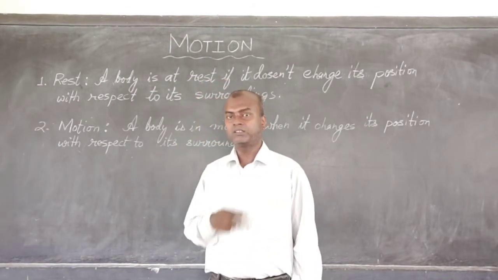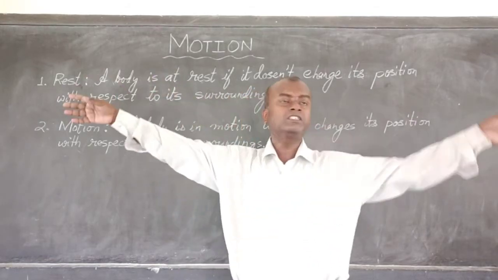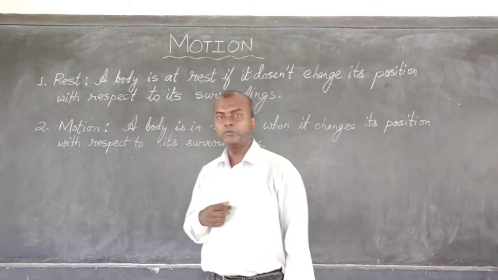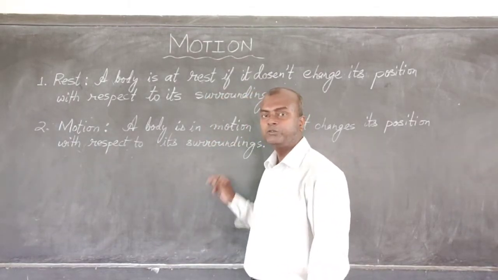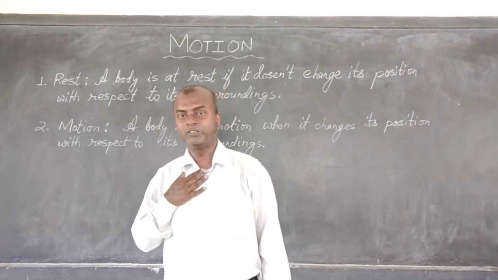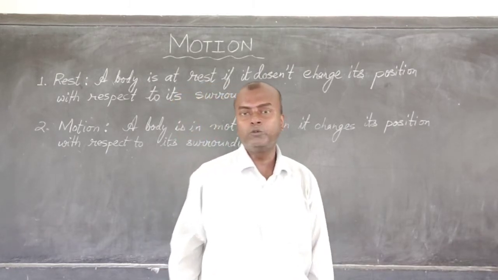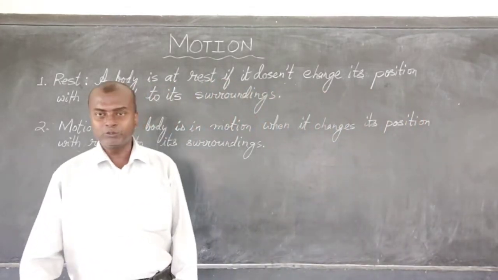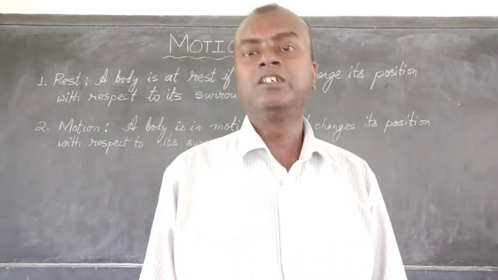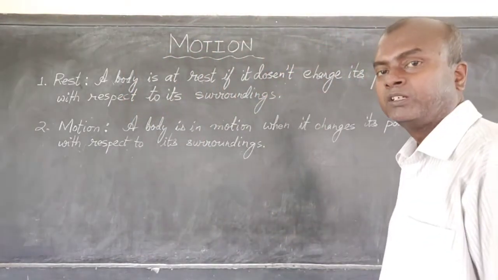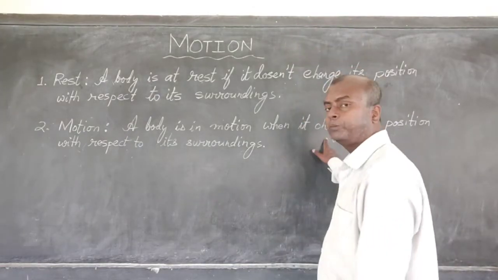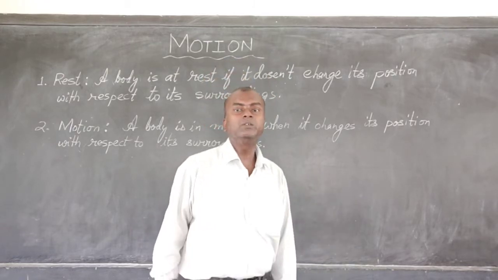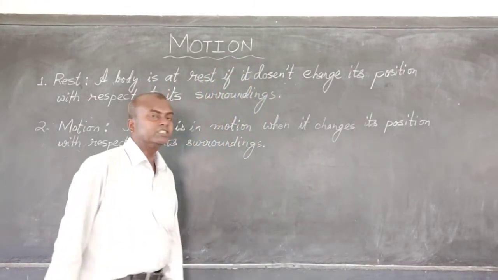As you can see in this video, you cannot see the walls because they are hidden from your view. I can see them, but for you who is seeing this video, this blackboard is my surrounding. So I move away, come near, go this way and that way. As I do this, my position is changing with respect to this blackboard. So when the position keeps on changing with respect to the surroundings, then the body is in motion. While the body is in motion, its position changes.